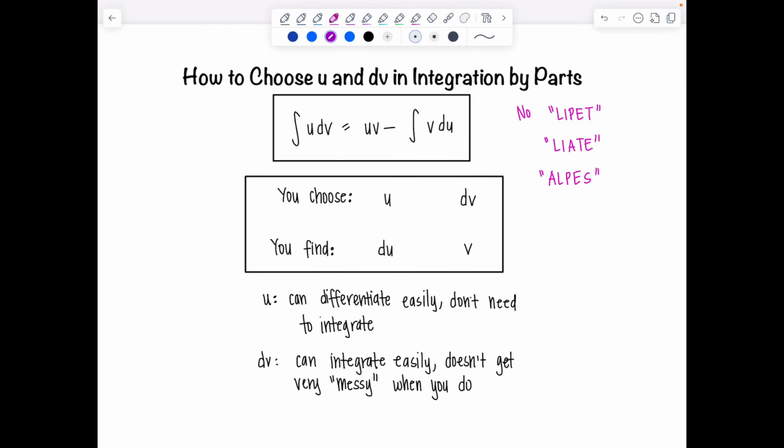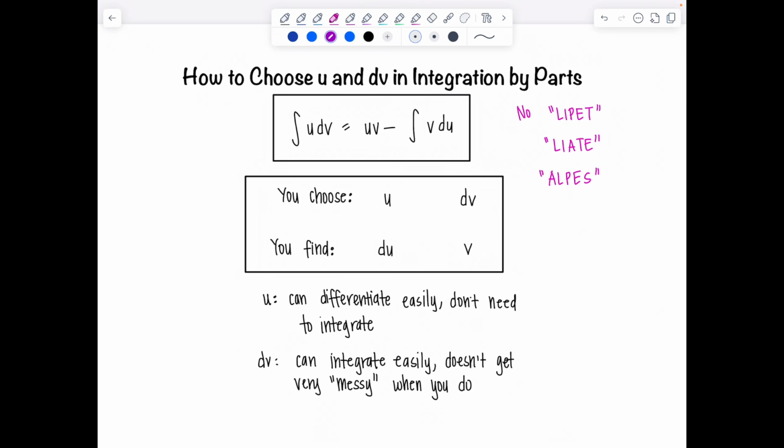In this video, we're going to talk about one of the most common questions students ask when learning integration by parts. How do you choose U and dV? And should you use LIATE or LIPET or ALPES or one of the other acronyms floating around online?